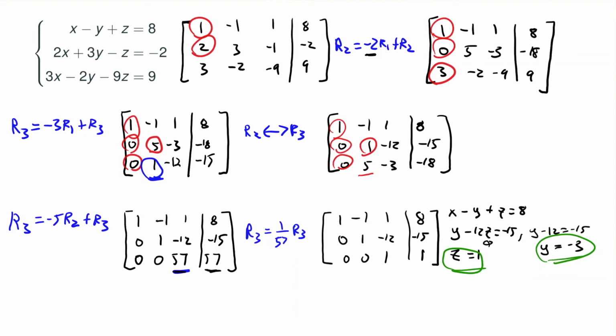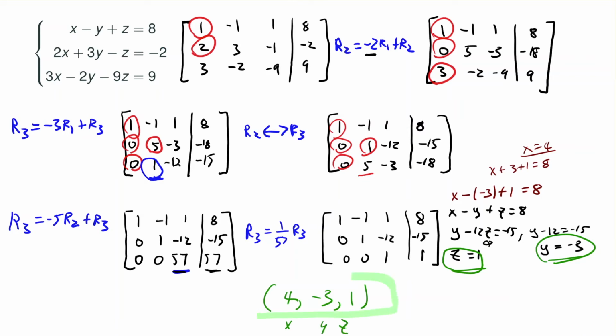Well, then we know that x minus negative 3 plus 1 equals 8, which is x plus 3 plus 1 equals 8. Well, x is 4. So our final solution, they intersect at one point, 4 comma negative 3 comma 1, which is x, y, z. Right? So this is our final solution. And this problem has one solution.